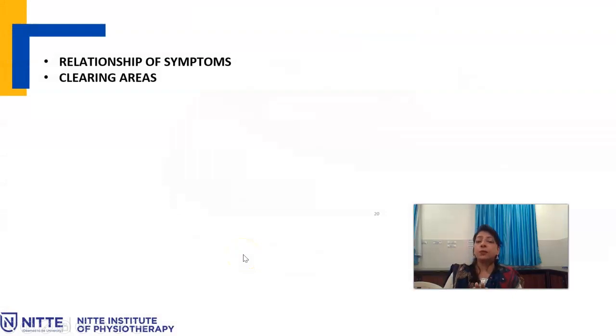Next we have relationship of symptoms. So most of the times you would have seen patients coming to you with back pain, and simultaneously the patient complains of knee pain also. So there can be two instances. There can be a patient who is having back pain which is getting radiated till the knee, or there can also be a patient who has back pain and knee pain separately.